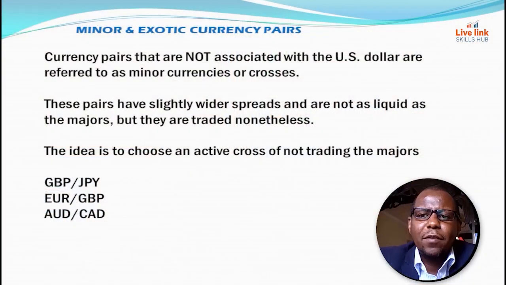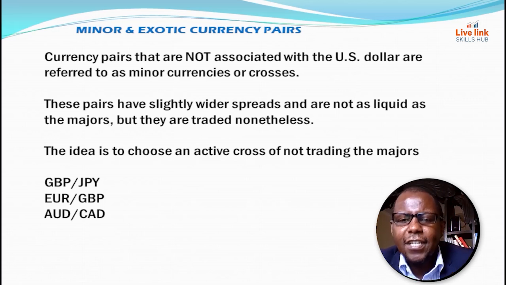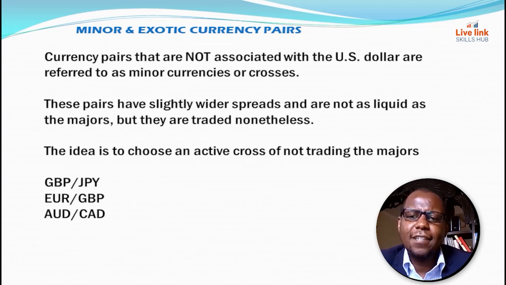So that is a trading that happens. There's a good market there where we trade the euro versus the sterling pound. Then you have the AUD CAD, that's the Aussie Australian dollar versus the Canadian dollar. That's also a pair that doesn't have the USD there, but it's active and it's a good cross. We call it a cross.